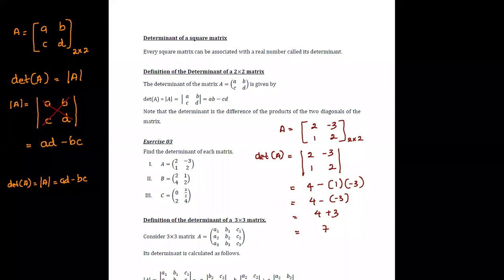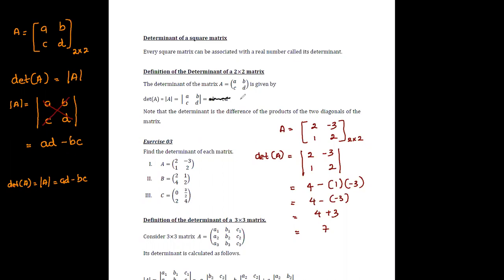Here there is a correction that we have to make. In here it is given as AB, just a typing mistake. It should be corrected as AD minus BC. Please correct this, the determinant should be AD minus BC.